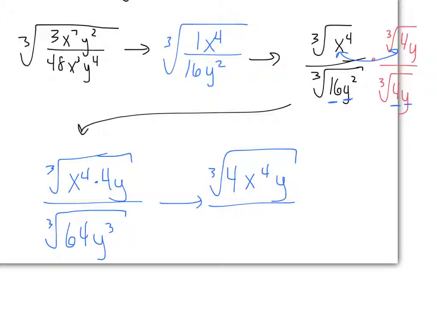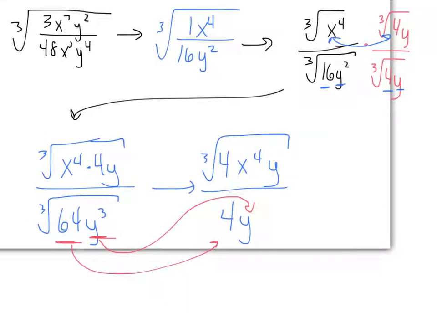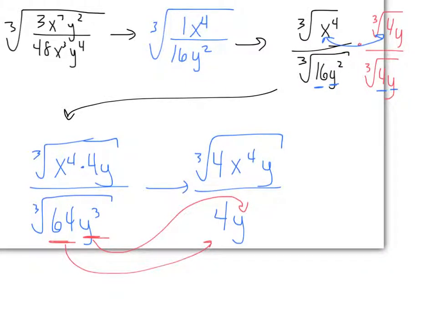All over 4y. Again, the cube root of 64 is 4. The cube root of y cubed is y. So that's an easy simplification once you get these both to be perfect cubes. The goal is to get a perfect cube under here, and both of these factors are perfect cubes. What could I do for the last step in the numerator? What could I do to simplify in the last step in the numerator? The denominator is done. It's definitely 4y. What could I do in the numerator, though?